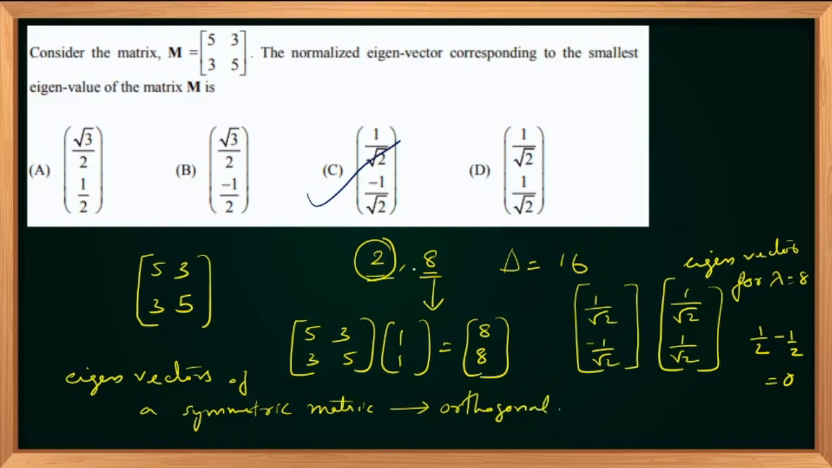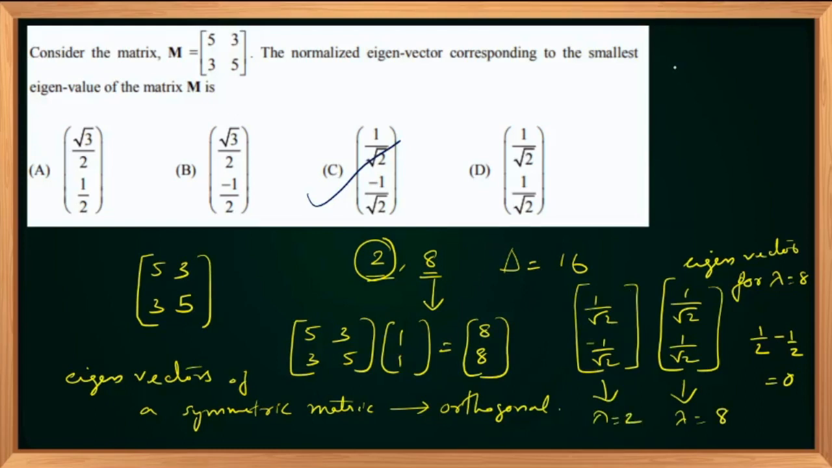The other property which I have used is that if the sum of rows gives the same number, that is an eigenvalue, and corresponding to that eigenvalue, the eigenvector will always be 1 1. Normalize it, and I get 1 by root 2, 1 by root 2. So this is one eigenvector and this is the other eigenvector. This is corresponding to lambda equal to 8, and this is corresponding to lambda equal to 2.